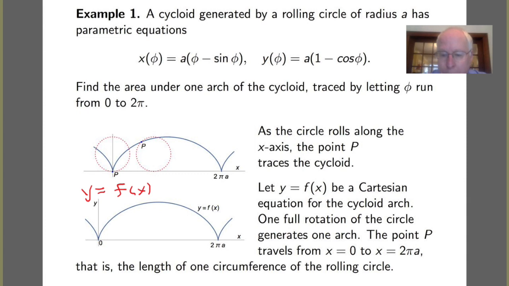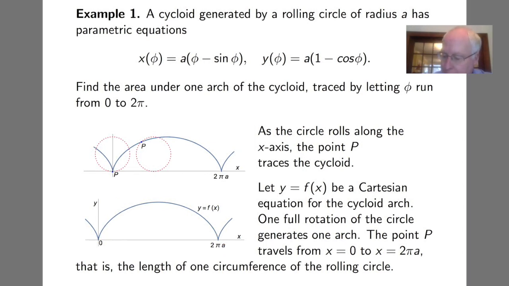Now, one full rotation of the circle generates one arch, and the point P then travels from 0 to 2 pi a. The reason that's the case is that in going from this low point on the arch to this low point, the circle makes one revolution. The circle has circumference 2 pi a, and so the circle will have to roll this distance, so the x-coordinate runs from 0 to 2 pi a in generating this arch of the cycloid.